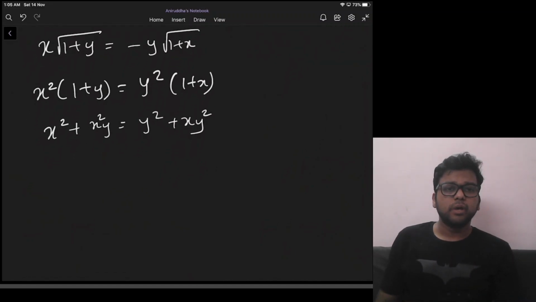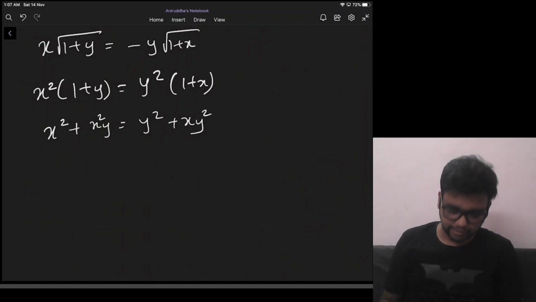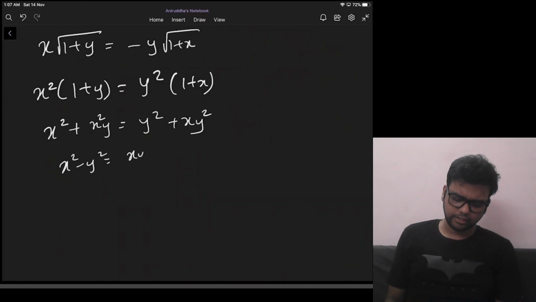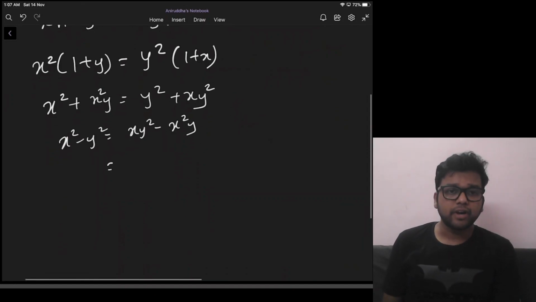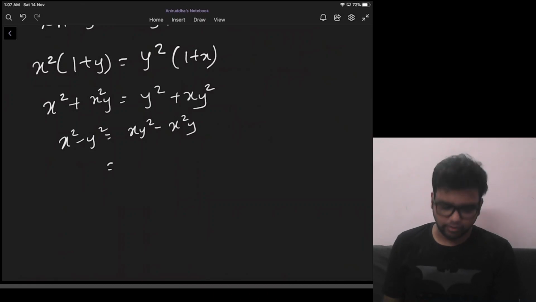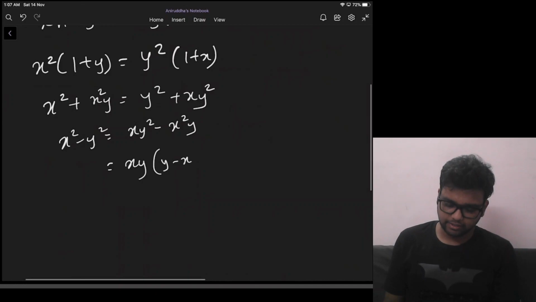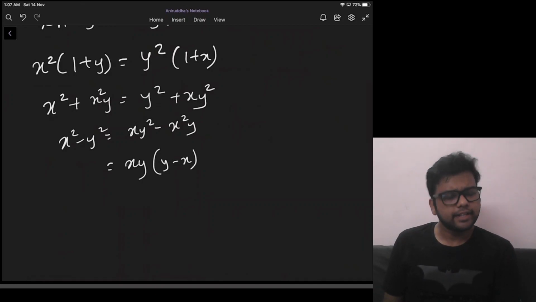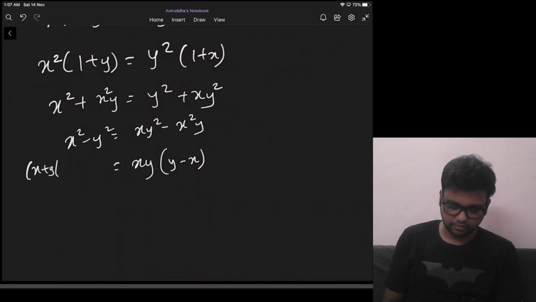What can we do? Maybe we can rearrange this a bit first and then we can take the derivative. So if we take y square to the left hand side, it will be x square minus y square is equal to x y square minus x square y, right? Fine. Now we can take something common from the right hand side, x also and y also, right? So what will remain? y minus x, correct? Yes. And x square minus y square can be written as x plus y, x minus y.